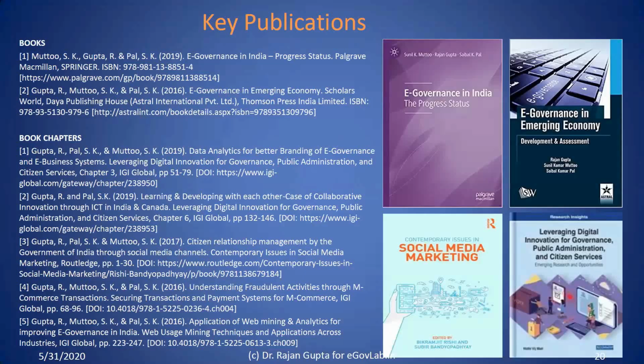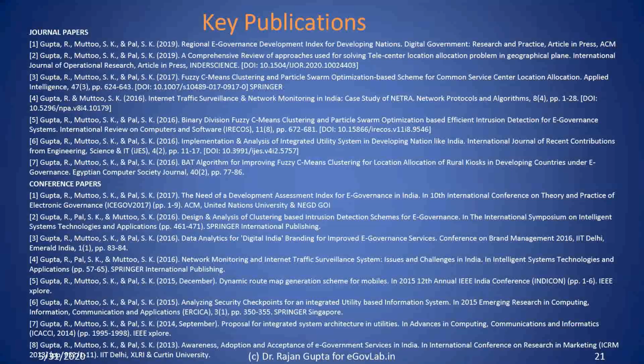These are a few of the key publications that we had. So we have published books, we have published various book chapters. They're all with international and reputed publishers like Springer, Taylor Francis, Routledge, IGI Global, and we have a few journal papers and conference papers at ACM, at InterScience, at Springer, and we have presented the work at conferences like IceGov, which is one of the highest level conferences in the area of e-governance.